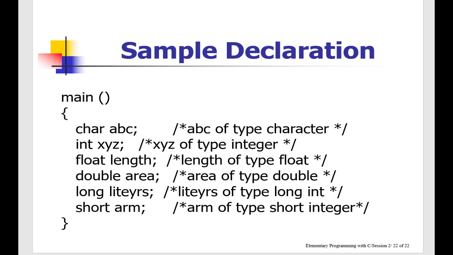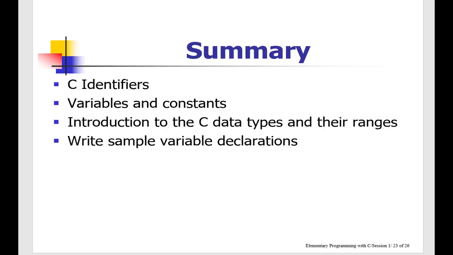And with that, we've come to the end of the session. Let us look at what we've learned today. In this session, we have seen C identifiers and the rules we follow in coming up with valid identifier names. We've been able to look at what is a variable and what is a constant. I'm quite sure by now you can distinguish between the two. We've introduced ourselves to the C data types and their ranges, and we wound up the session by writing some sample variable declarations.